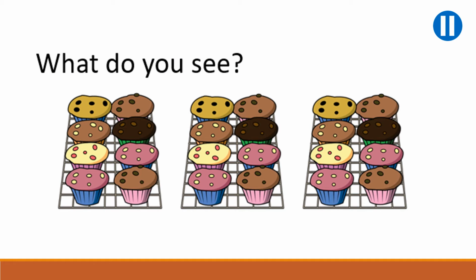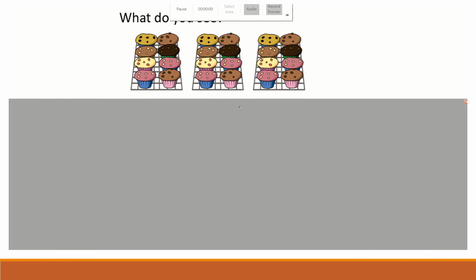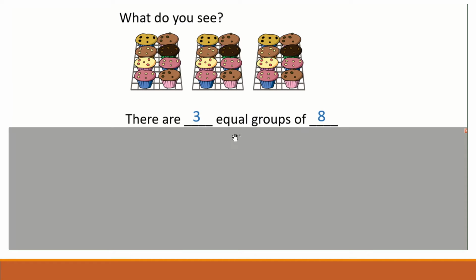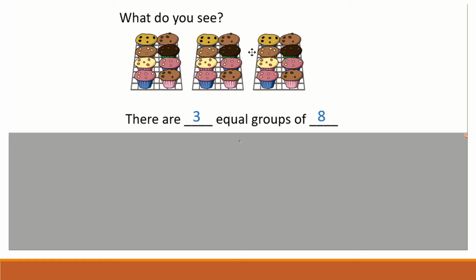Pause the video here. What do you see? What did you see? Let's take a look. Well, we can see that there are 1, 2, 3 groups. Are the groups equal? Let's check. 1, 2, 3, 4, 5, 6, 7, 8. Yeah, there are 8 in each group. So there are 3 equal groups of 8.